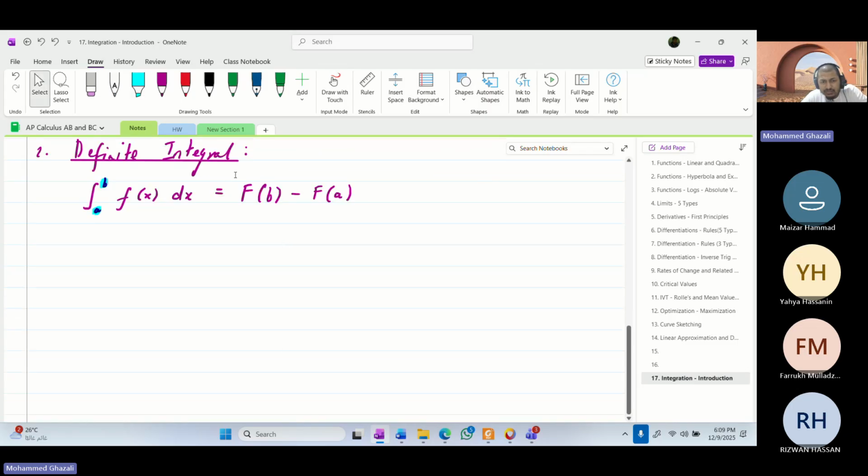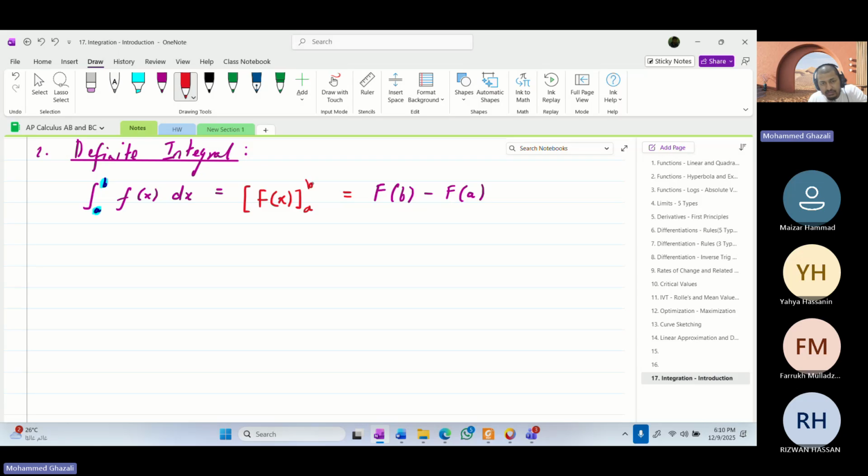But remember, this is the last part. So how are you going to do F of b minus F of a? First, you need to integrate it, and obviously, you're going to block it out and put F of x inside here, and then put a and b. You substitute b, and then you substitute a, and you minus. That's a substitution block. Anyways, let's take an example.